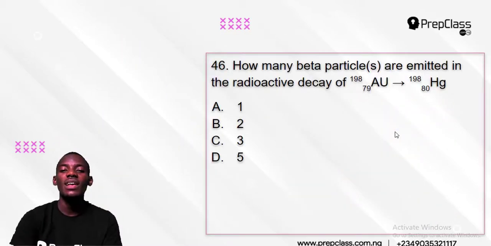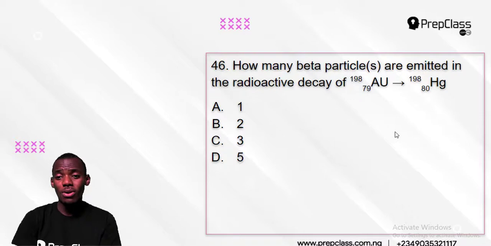Number 46 says, how many beta particles are emitted in the radioactive decay of Au? Do you know what Au is? That is gold. And it produces mercury, right? Now gold builds up to mercury. What do you think might be correct? How many particles are emitted? This is baby work, this is actually nursery one work.